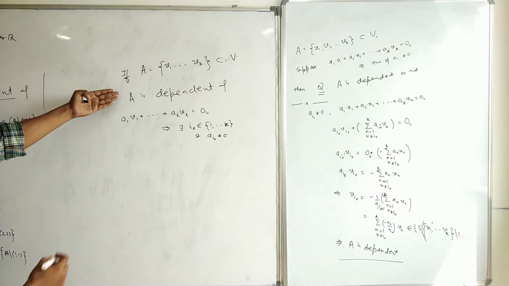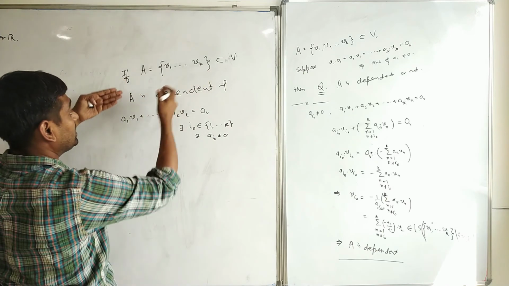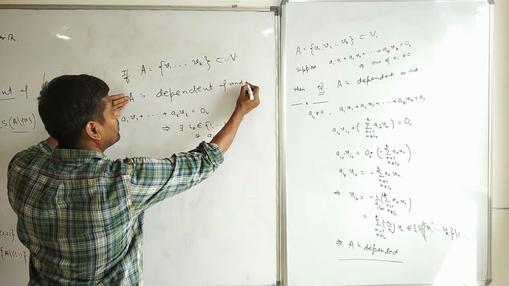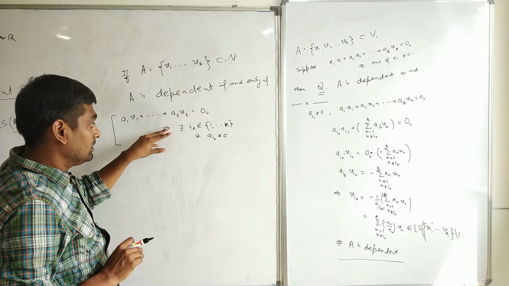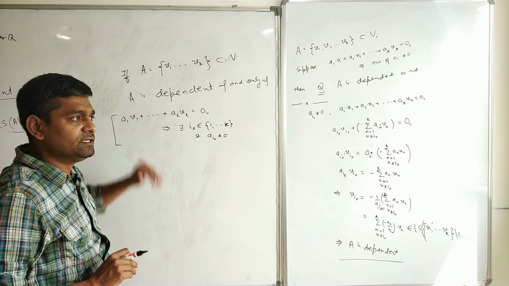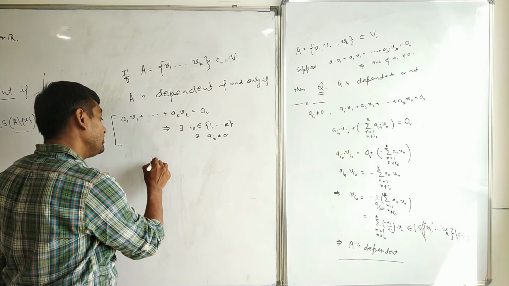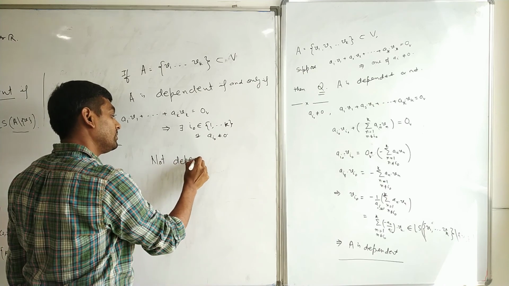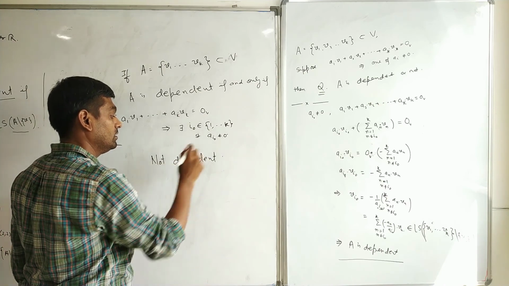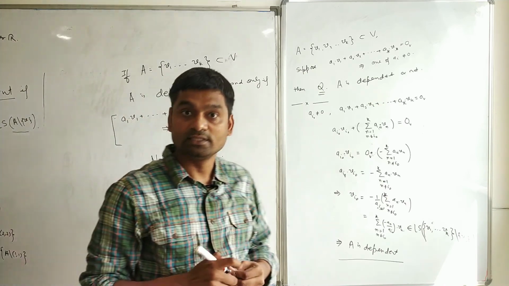So if A equal to this, then A is dependent if and only if this happens. If I take this as a definition, then what do you mean by not dependent? Can you negate this thing? Not dependent. We'll be doing this thing in the next video.